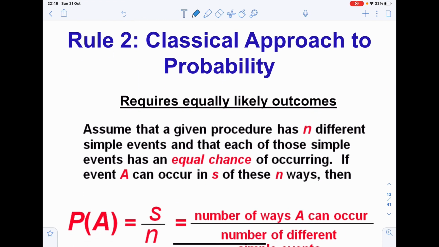Okay, for rule 2, a classical approach to probability requires equally likely outcomes. Assume that a given procedure has n different sample events and that each of those sample events has an equal chance of occurring. So it is necessary that all the events in my sample space S have the same chance of being chosen, meaning there is no preference.